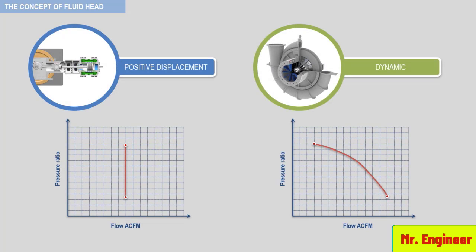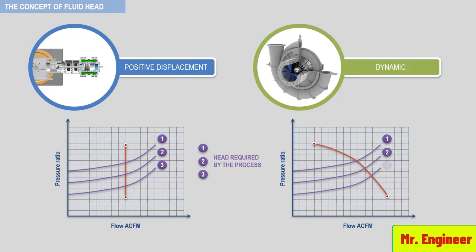Now, the following figure shows, for a reminder, the head-produced characteristics of positive displacement and dynamic compressors. Note that regardless of the amount of head required by the process, the flow rate of a positive displacement compressor is not affected. On the other hand, a dynamic compressor's flow rate is significantly affected by changes in the head required by the process. This is because the characteristic of any dynamic compressor is that it can only produce a greater amount of energy at a lower flow rate. The reason for this will be explained further ahead.